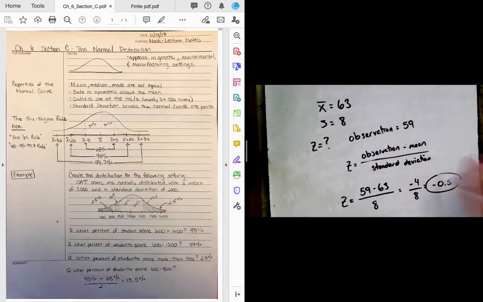Z-score is usually written in a decimal. MyMathLab likes you to round to the second decimal place, to the nearest hundredth. That's perfectly fine. Depending on how accurate you need to get, some z-scores will go farther back than that, maybe 3 decimal places, but you're fine to keep it at 2.